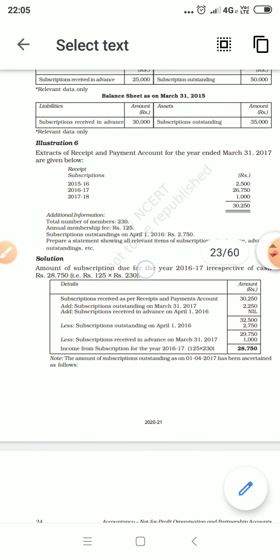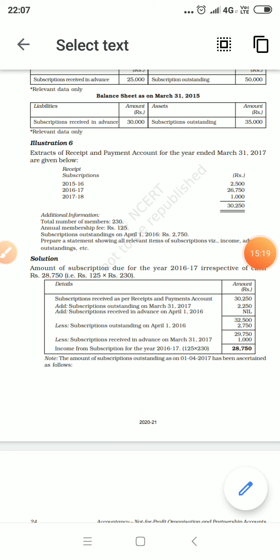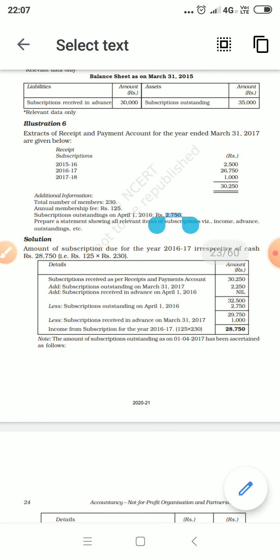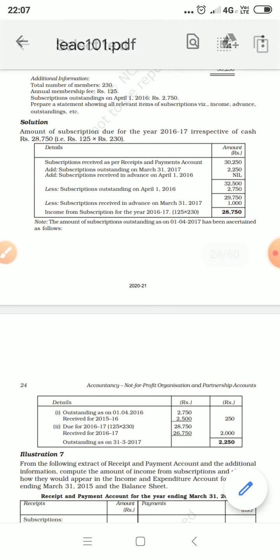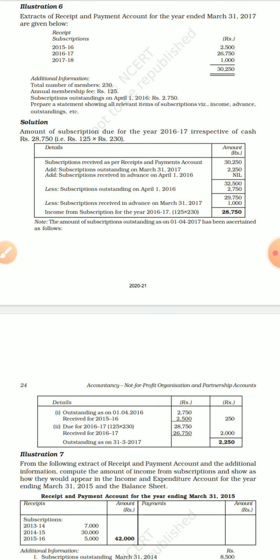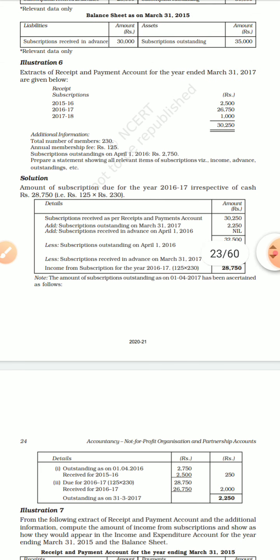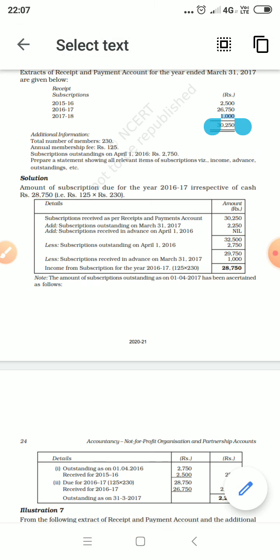In previous year's balance sheet, 2,750 will appear on the asset side. This 2,750 minus 2,500, 250 plus current year's outstanding 2,000, 2,250 will appear in current year's balance sheet, asset side. Then 1,000 is received in advance. Current year we received in advance. So it will appear in current year's balance sheet liability side because it belongs to the next year's income.